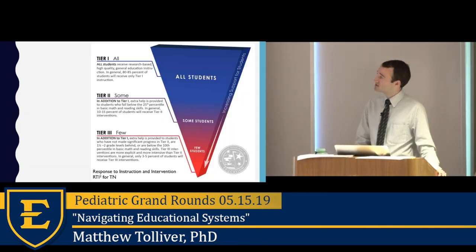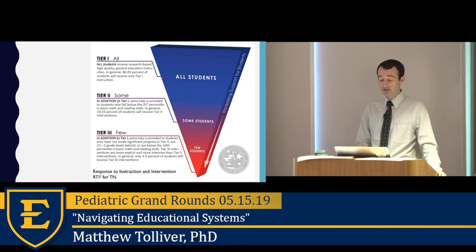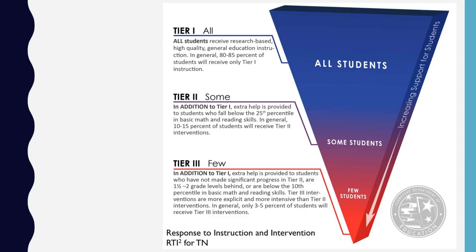So this is the RTI framework for Tennessee. In tier one, that's supposed to meet the needs of about 80 to 85% of kids. And it's supposed to be really high quality research-based instruction for everybody, just on the general education level. And if you score below the 25th percentile on one of those three benchmark tests that go throughout the year, then you get pulled into tier two, right?